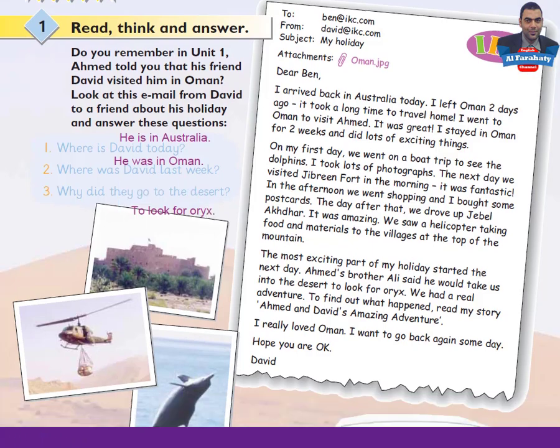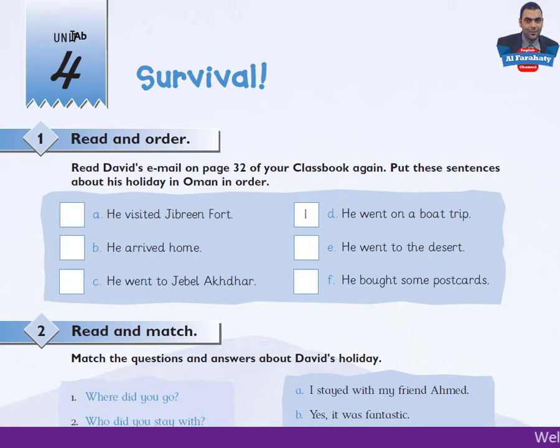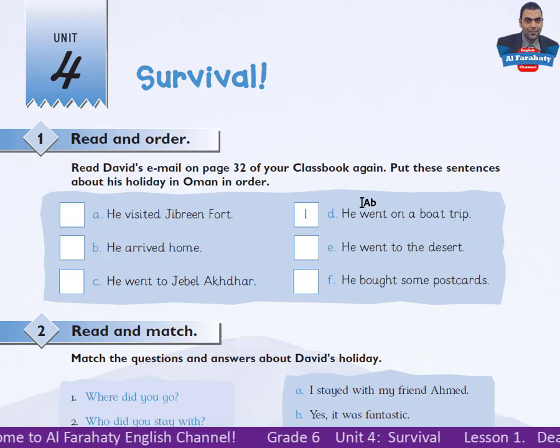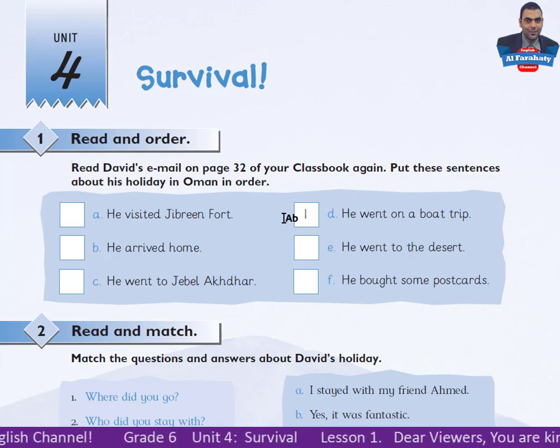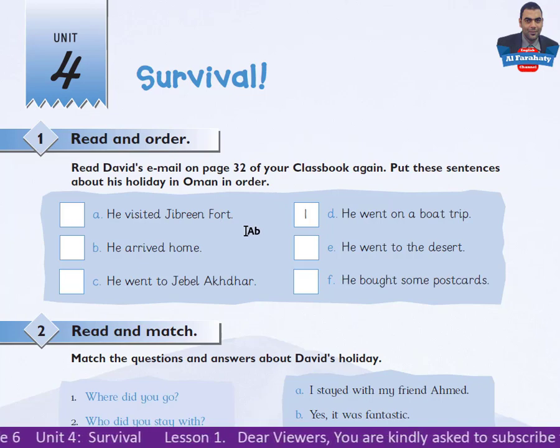Let's go to page 38 of your skills book. Unit 4, Survival. Activity 1. Read and order. Read David's email on page 32 of your class book again. Put these sentences about his holiday in Oman in order. Now, take your time, use your pencil, and put these sentences in order, then come back to check your answers.